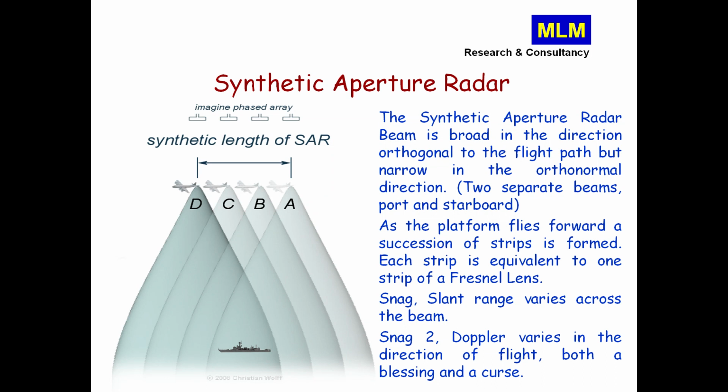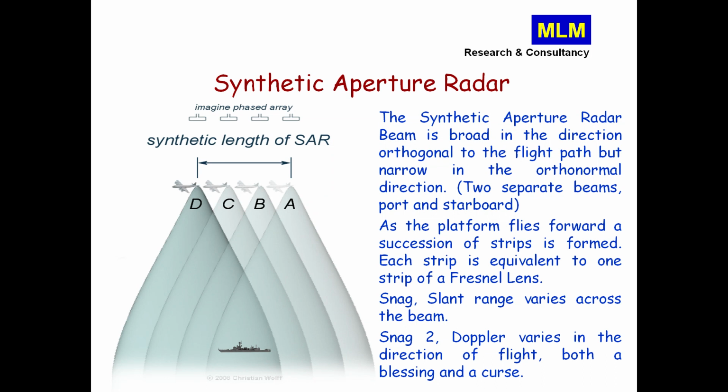The snag is that the slant range varies across the beam. In other words, the path length is varying, and in fact you get a sort of wavefront. It's there and moves across. So somewhere in your system you'll have to correct the range.